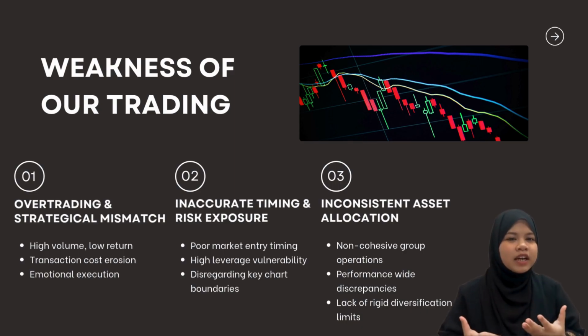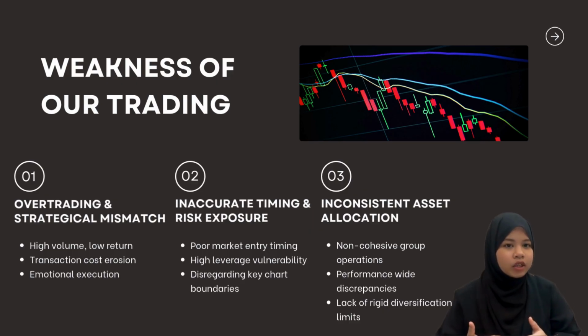Because we were trading highly leveraged contracts like FKLI and FCPO, a slight mistake in our timing could trigger huge losses in a second. We were highly vulnerable because we frequently disregarded key chart boundaries like support and resistance levels, leaving our position completely exposed to high risk. Lastly, we had inconsistent asset allocation, meaning our group's capital management was all over the place.